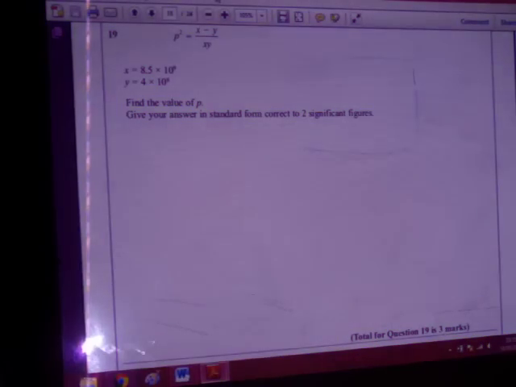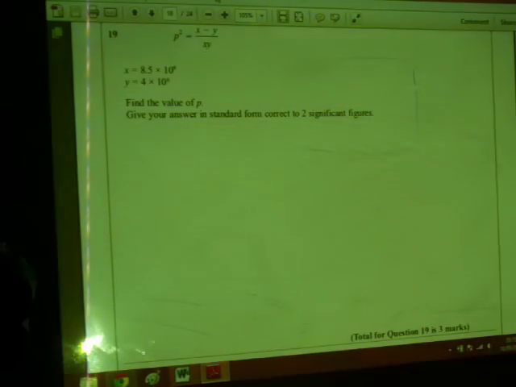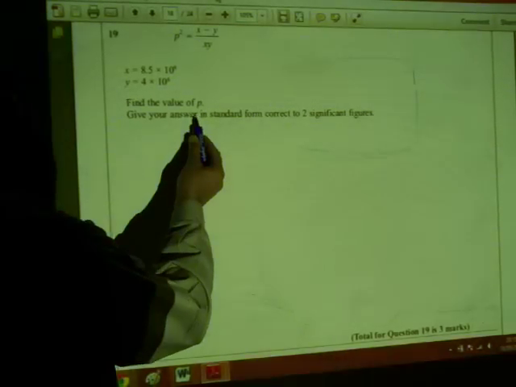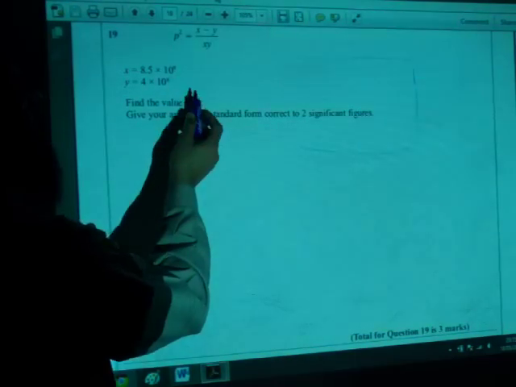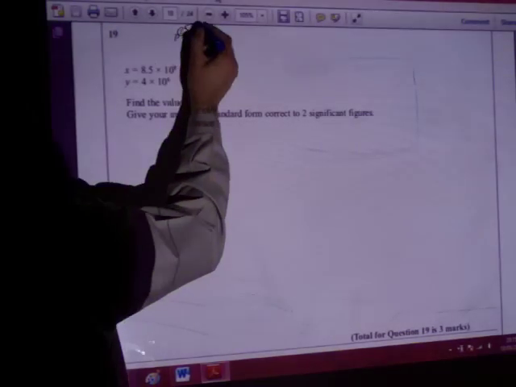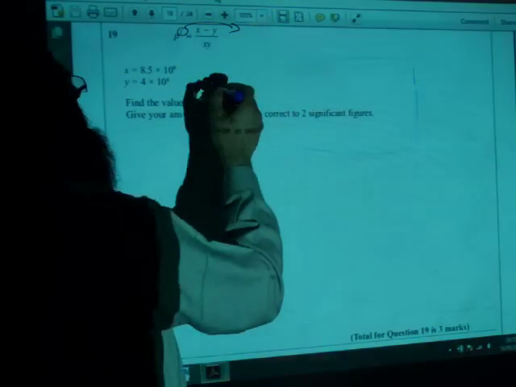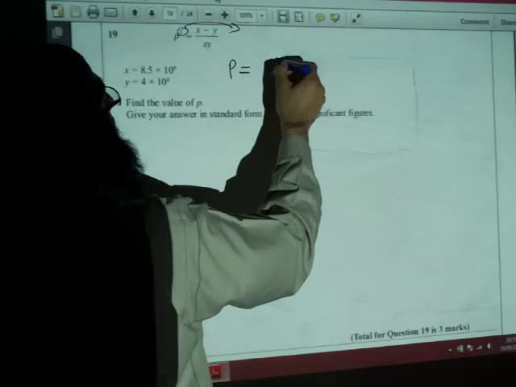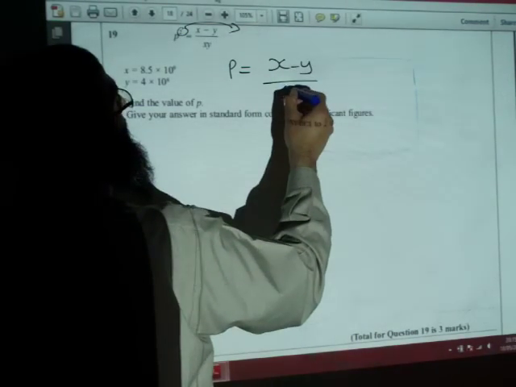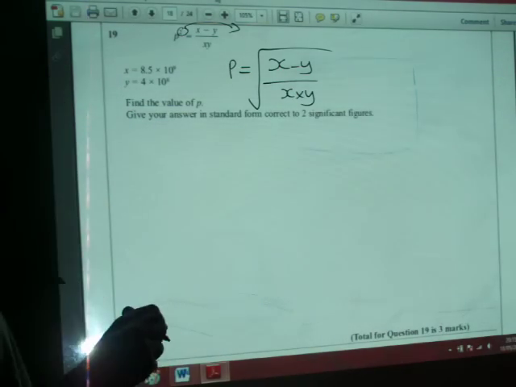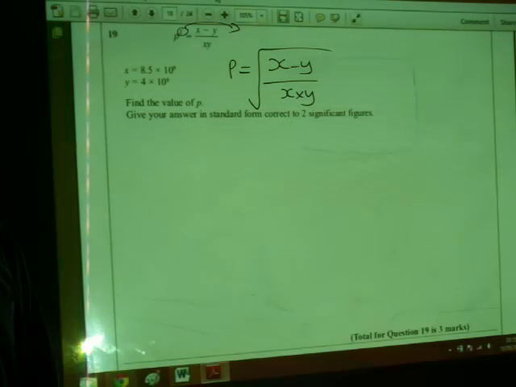Okay, p squared is equal to (x minus y) divided by xy. Find the value of p. To work out the value of p, first we're going to take the square over. The opposite of squaring is square rooting, so p will be equal to the square root of (x minus y) divided by (x times y). Now, be careful in your calculator.